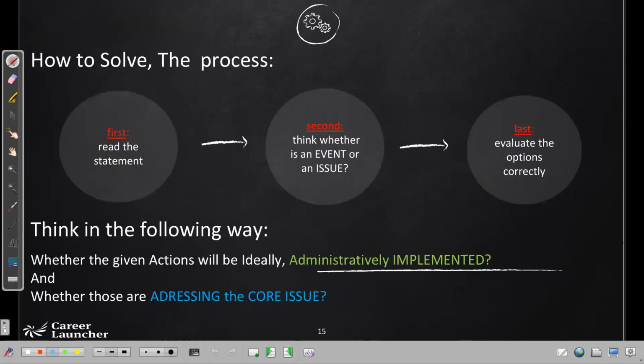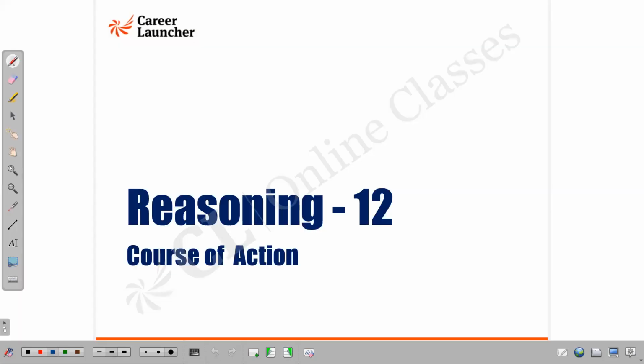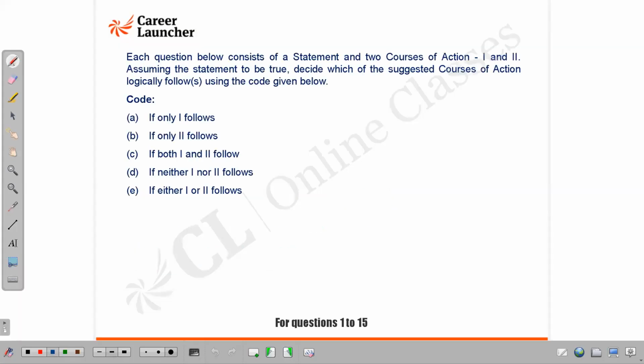Now let's apply the 3 steps. Just read the statement, think whether it's an event or an issue, and then evaluate the options correctly. Just think whether they are administratively implementable and addressing the core issue. Keep that in mind. We have to provide logical, eventual, administrative, and practical solutions to it. Now, having said that, let's look at certain questions.